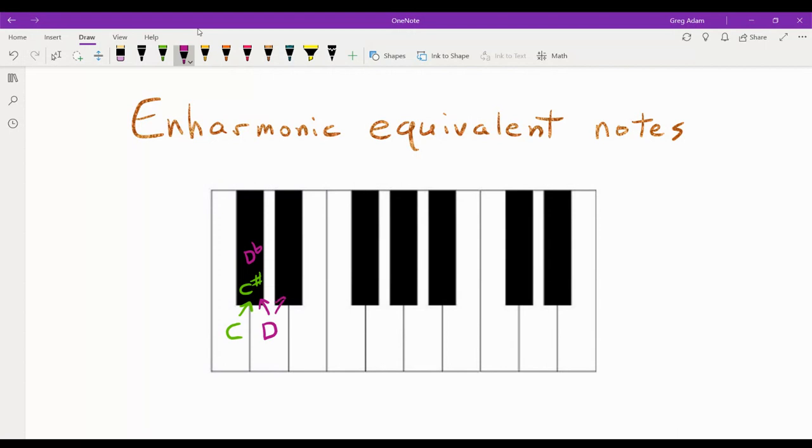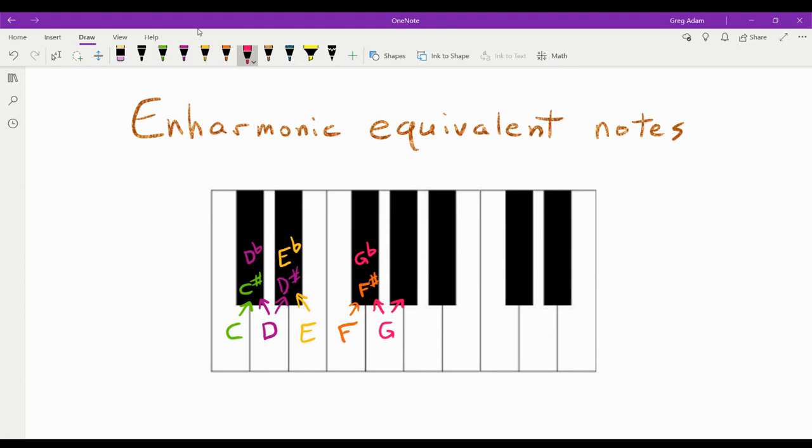Let's continue with this. So this D now can be made into a D sharp, and the next note up, E, can be made flat. So we have a D sharp and an E flat that are played on the same key that will sound exactly the same. So D sharp and E flat are enharmonic equivalent notes. I'll keep going up here. So this F we can make sharp. So this F sharp will be played on this key. And then the very next note, G, can be made flat, a 1/2 step lower. So we see that F sharp and G flat are also enharmonic equivalent notes.